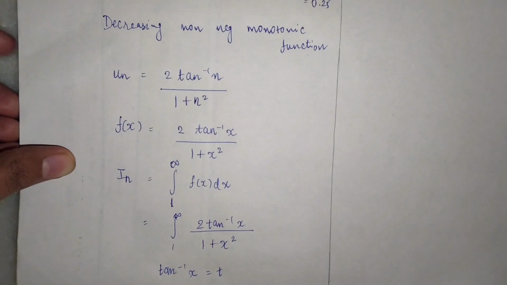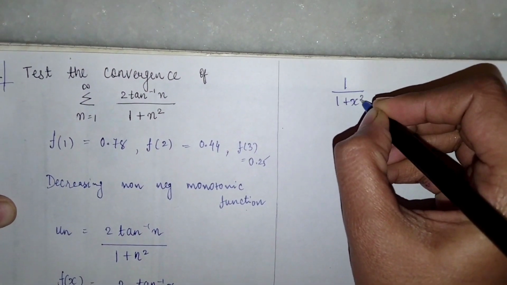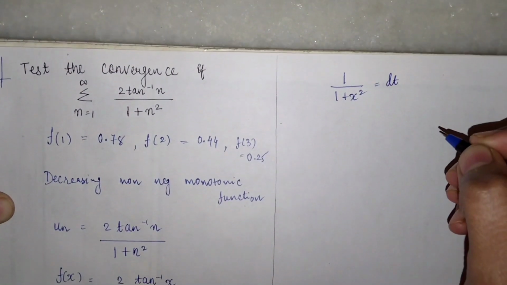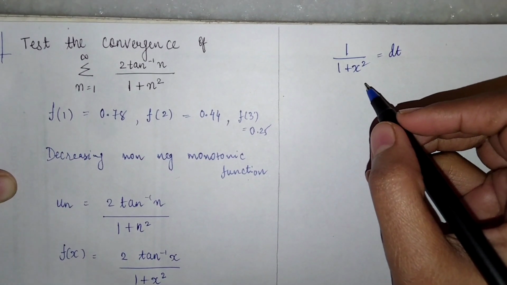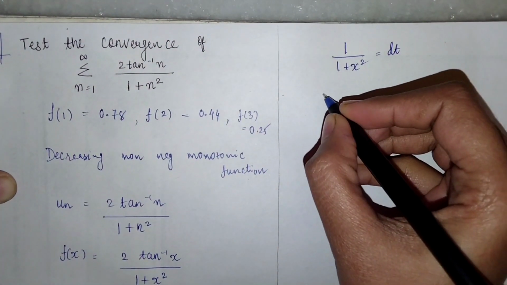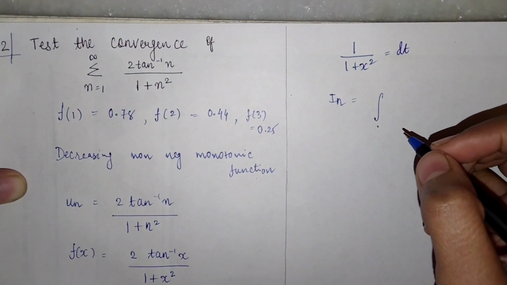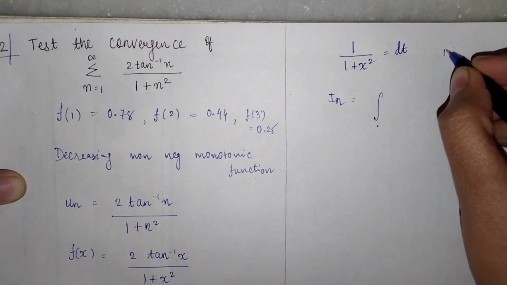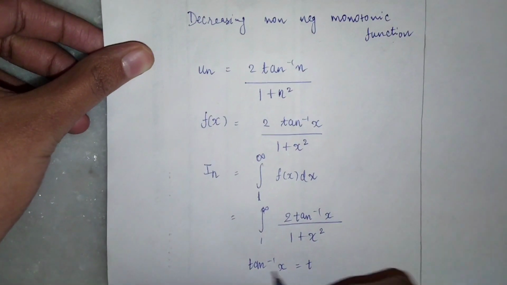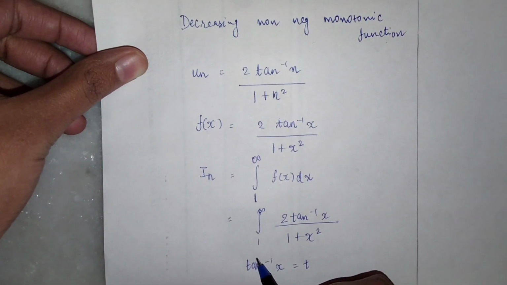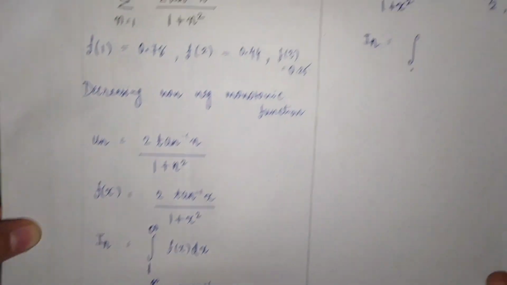Okay. So we will get 1 by 1 plus x square equal to dt if we differentiate both the sides. Now let us put these values in the given equation. Also the limits will change to pi by 2 and pi by 4, because whenever we put x equal to 1, we get pi by 2, and whenever we put x equal to infinity, we get pi by 4.